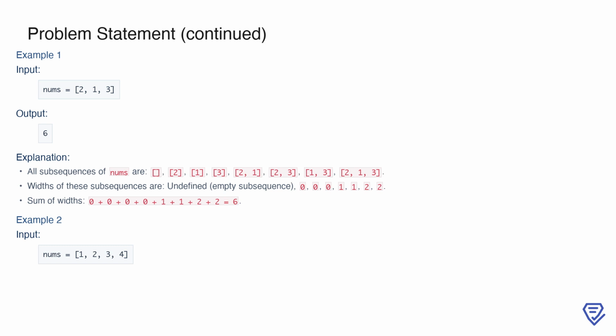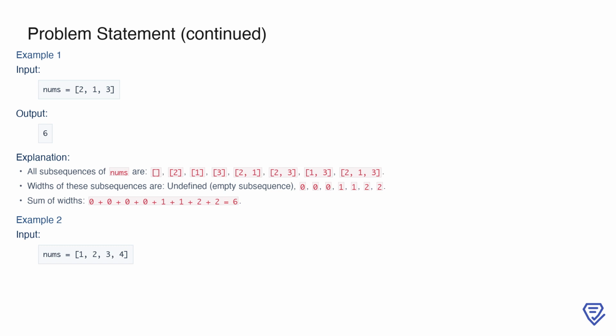Let's consider an example to make this clearer. Suppose the input array is nums equals 2, 1, 3. The subsequences of this array include all possible combinations of its elements, like 2, 1, 3, 2 1, 2 3, 1 3, and 2 1 3, along with the empty subsequence.